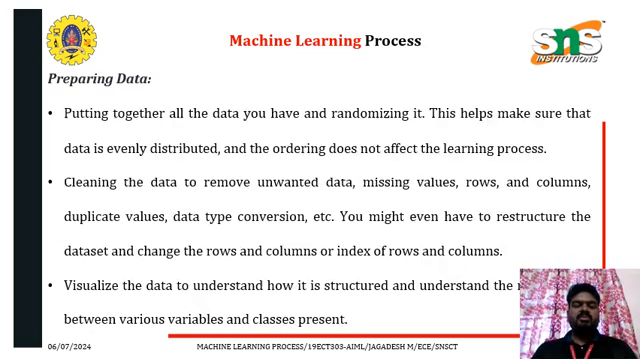And the second process is preparing data. Putting together all the data you have and randomizing it. This helps make sure that data is evenly distributed and the ordering does not affect the learning process. Cleaning the data to remove unwanted data, missing values, rows and columns, duplicate values, data type conversion, etc. You might even have to restructure the data set and change the rows and columns or index of rows and columns. Visualize the data to understand how it is structured, and understand the behavior between the various variables and classes present.